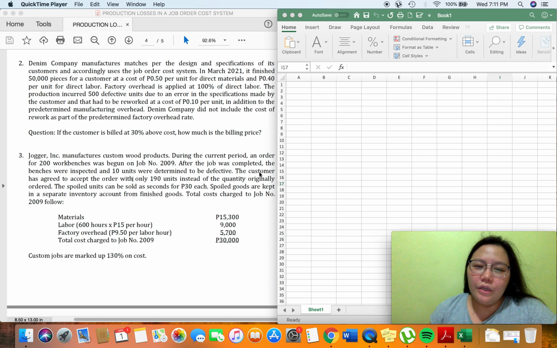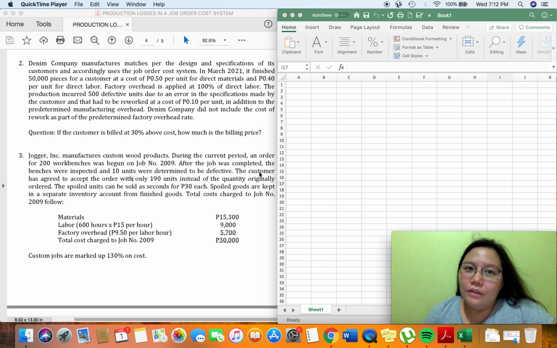Okay, so for today, we are going to discuss production losses in a job order cost system. These production losses come in the form of defective units and spoiled units. The similarity between the two is that both types of units did not meet the quality standards of the company. The difference is that a defective unit can be economically reworked and then later be sold as good units.